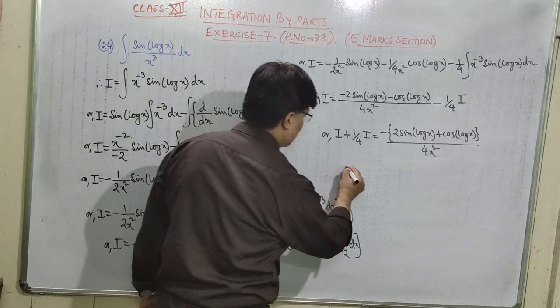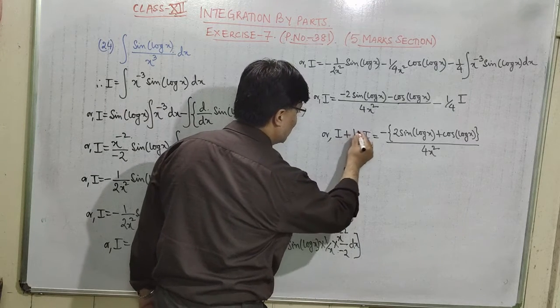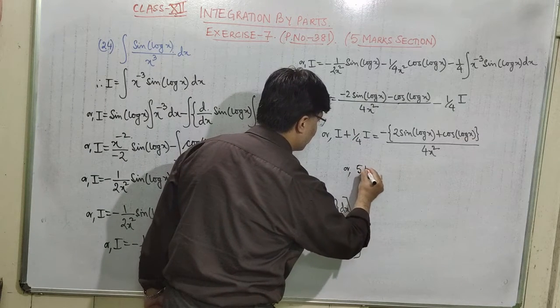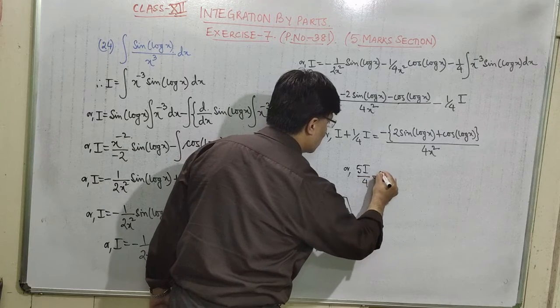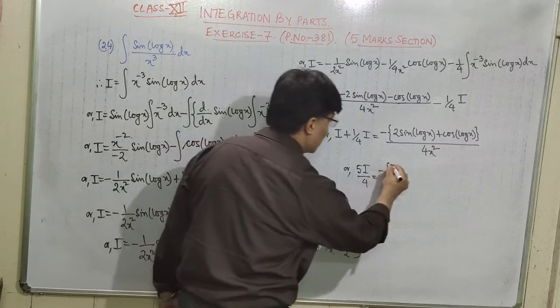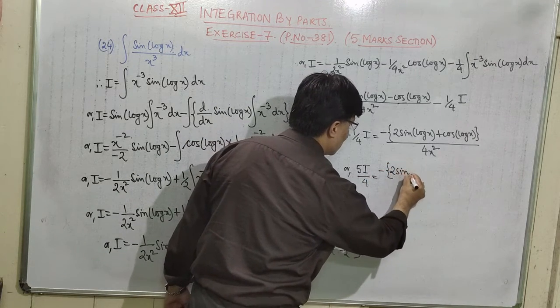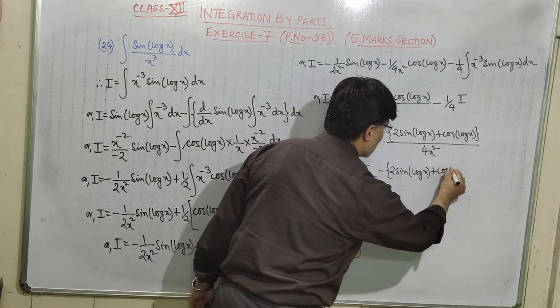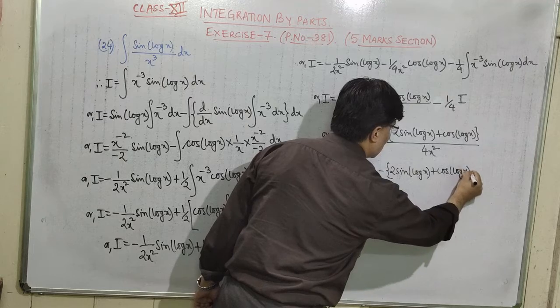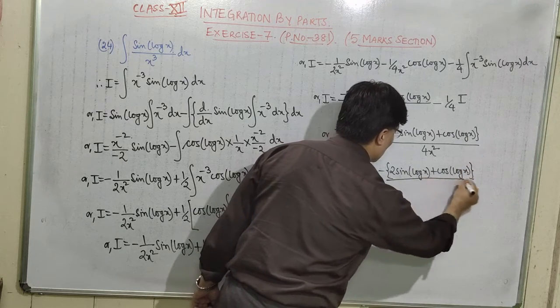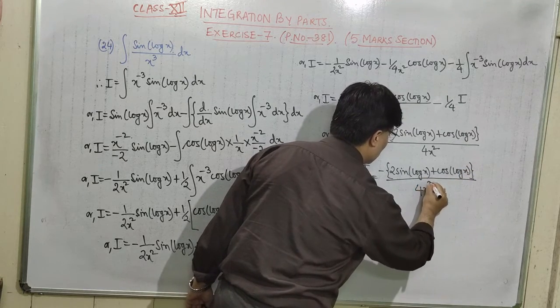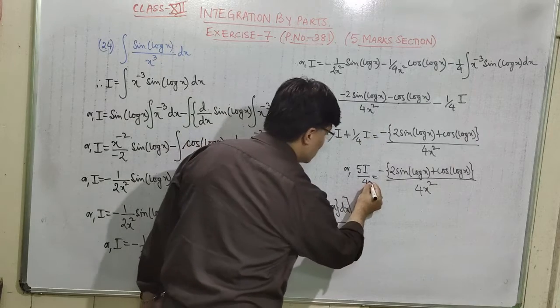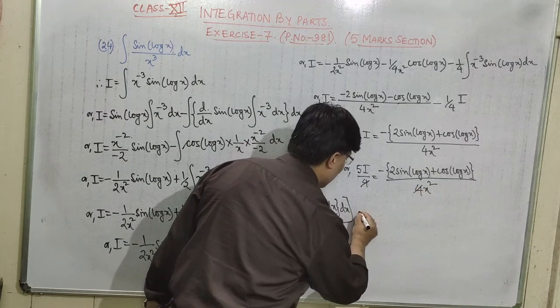Now you can add these I. 4i plus I is 5i divided by 4 is equal to minus, within second bracket it is 2 sine of log x plus cos of log x. Here second bracket is closed, whole divided by, this is your 4x squared. So here you can cancel this, 4 will be cancelled.